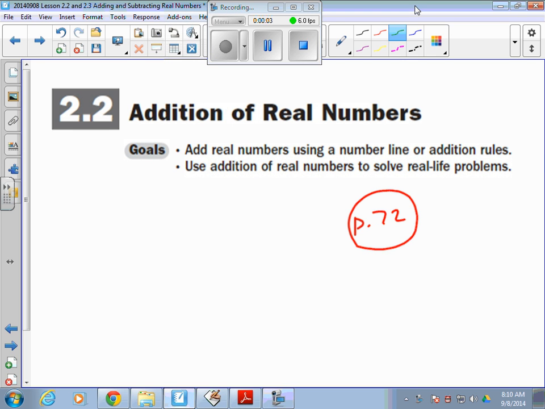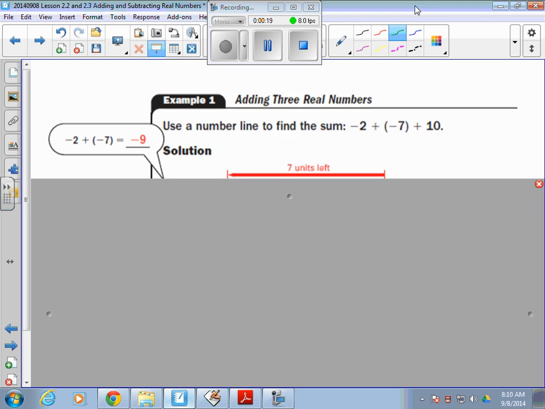Okay, this is Algebra 1. Today we're looking at lessons 2.2 and 2.3, addition and subtraction of real numbers. 2.2 begins on page 72. We're using number lines and addition rules to add problems. And then when we get to subtraction, we're going to use rules and the subtraction rule to subtract them.